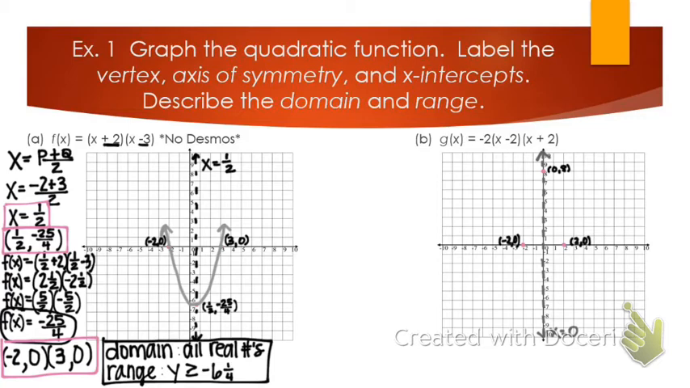Now, this graph, does it open up or does it open down? This one opens down. So again, we're making sure that our line is curved as best we can. So sorry about my drawing skills.